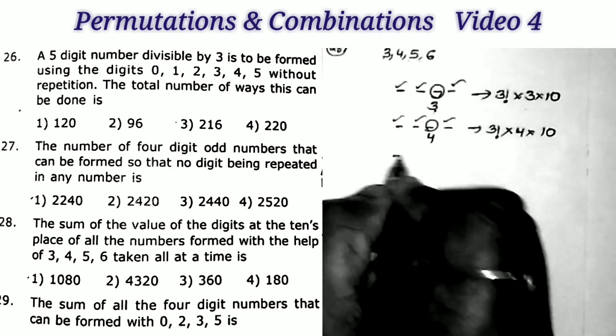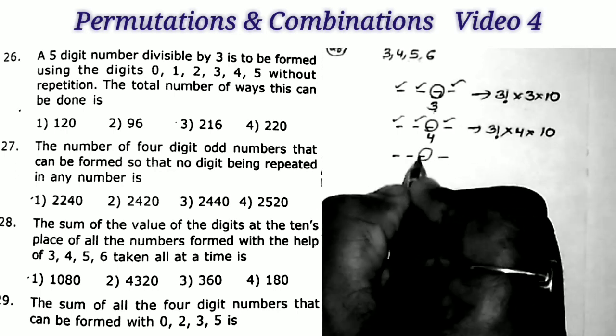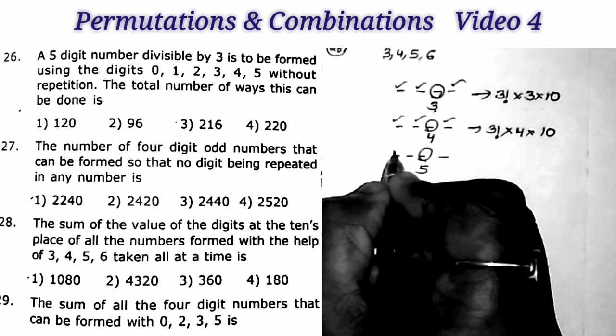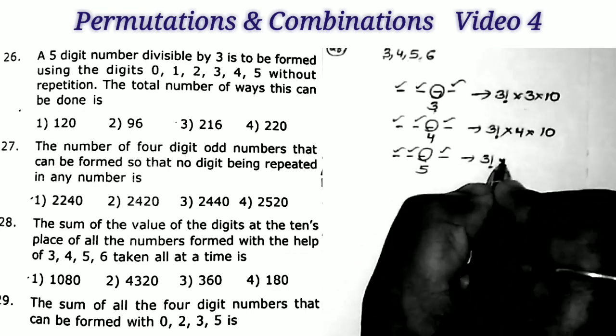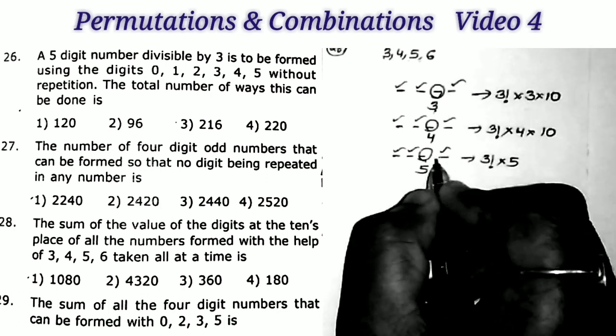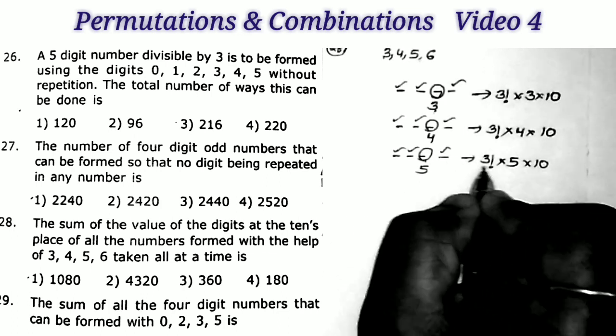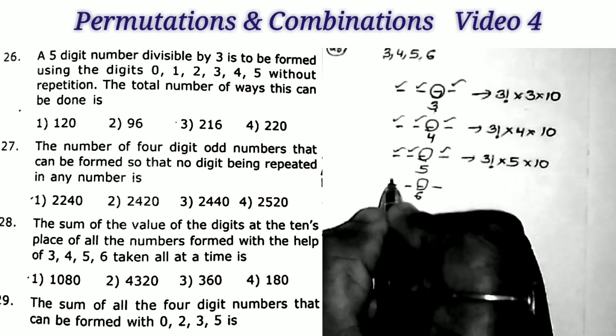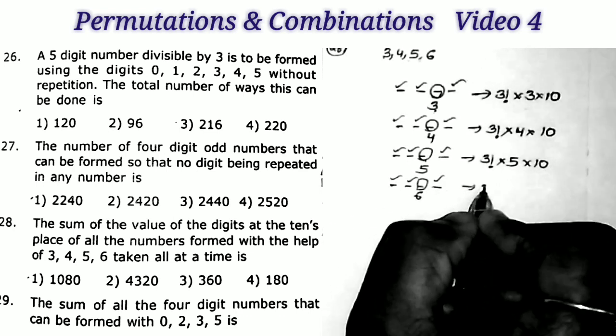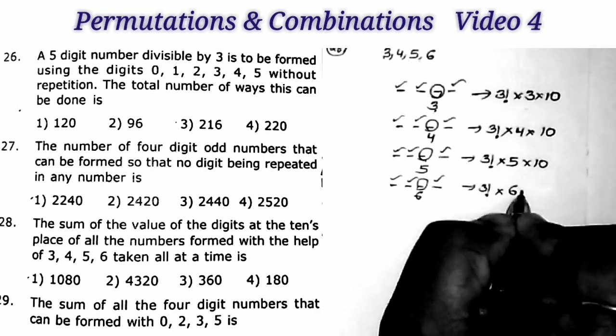Okay. Now next I fill this gap by the number 5. Now the remaining 3 gaps can be filled by 3 factorial ways. Therefore, the sum of the digits at the tens place is equal to 3 factorial into 5 into 10. And in the last case, the answer is equal to 3 factorial into 6 into 10.